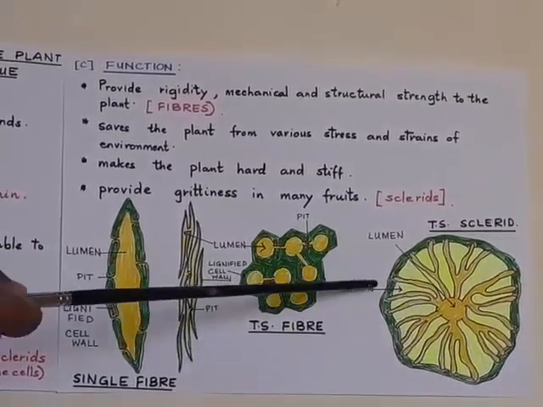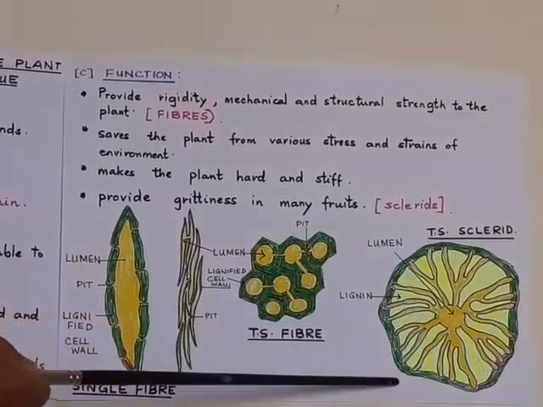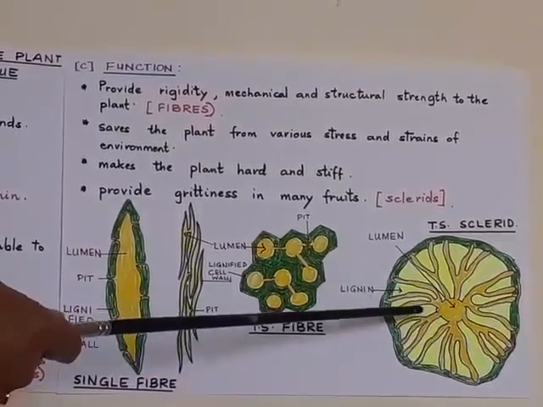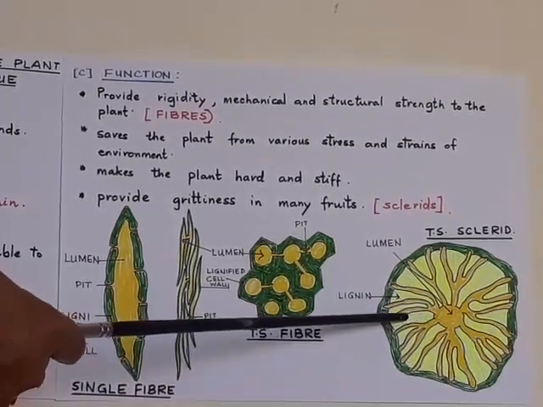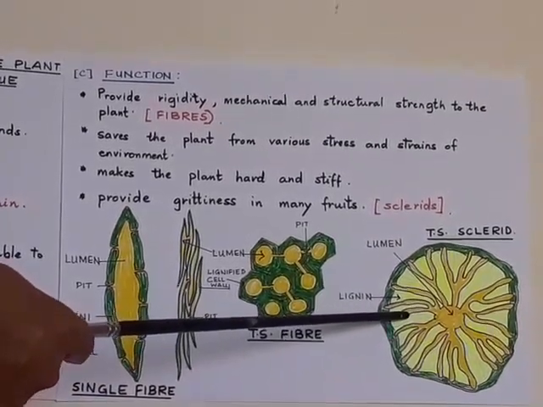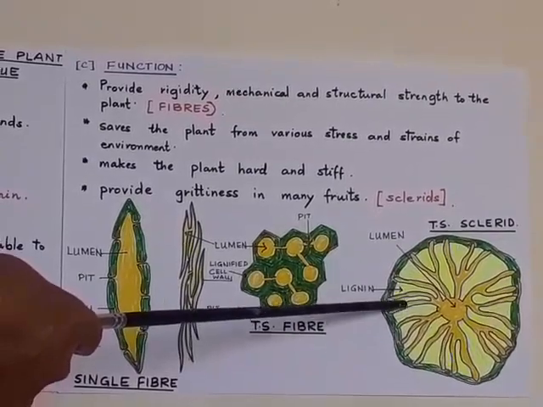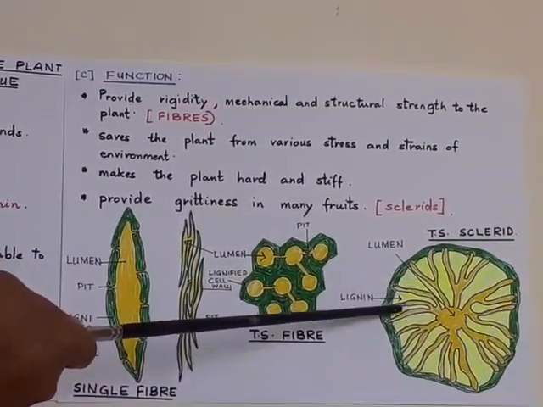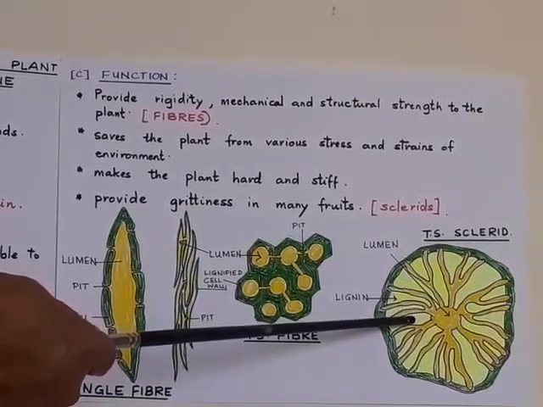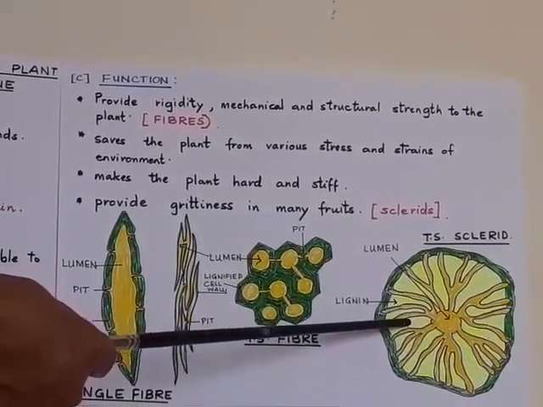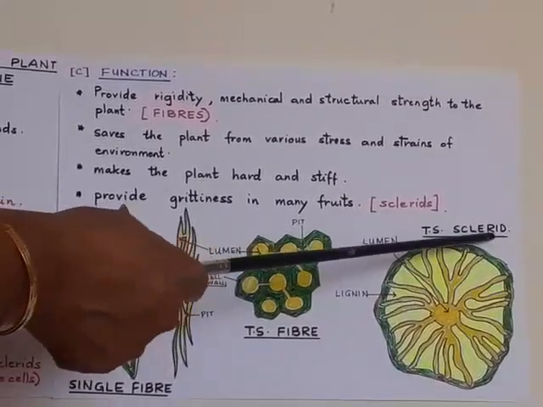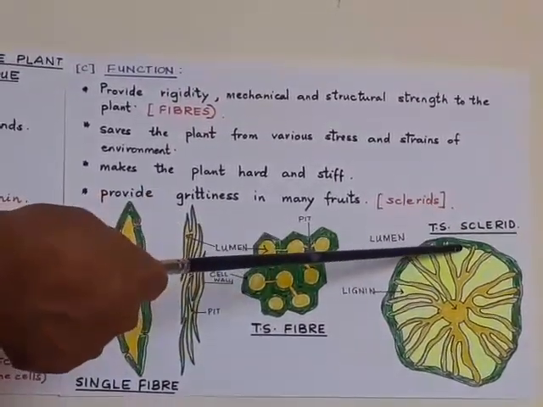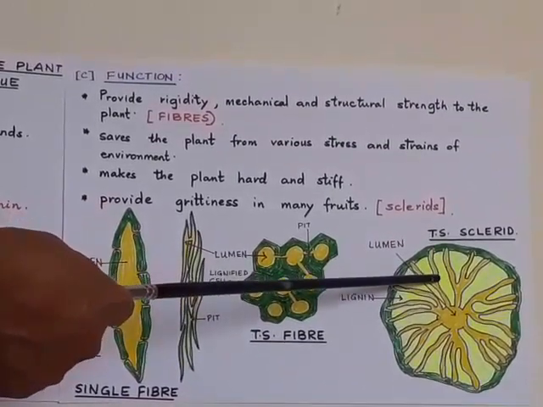Okay. Now this is the TS of a sclerid. This is another form of sclerenchyma tissue. These are found mainly in fruits, which provide grittiness. When you eat sapota or you eat pear, sometimes it has a crunchy feeling. That crunchy feeling is due to the deposition of lignin. Okay, and the common name given to a sclerid is stone cell.